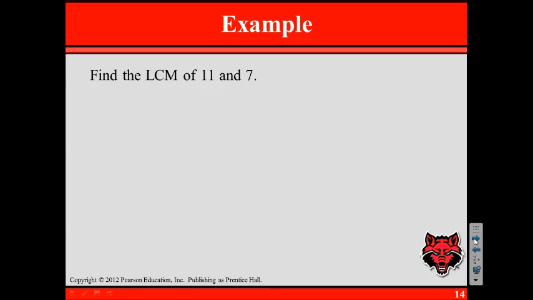Let's try another example. Find the least common multiple of 11 and 7. So we go through the same 2 steps we did before. We try to make a factor tree for 11 and a factor tree for 7. We have a problem though.